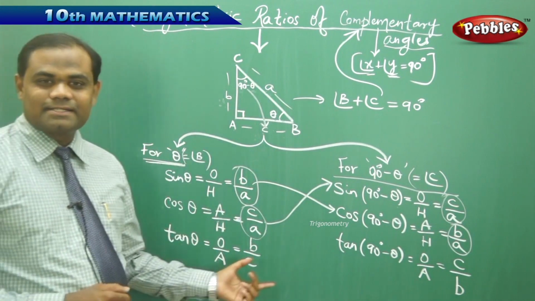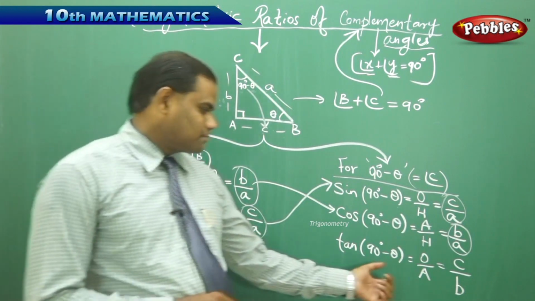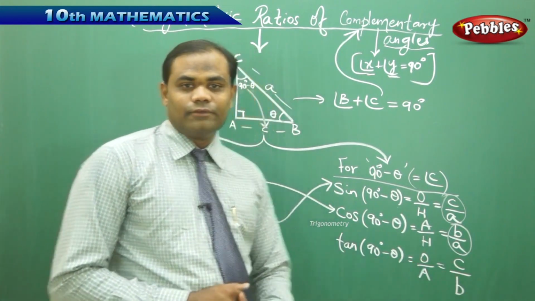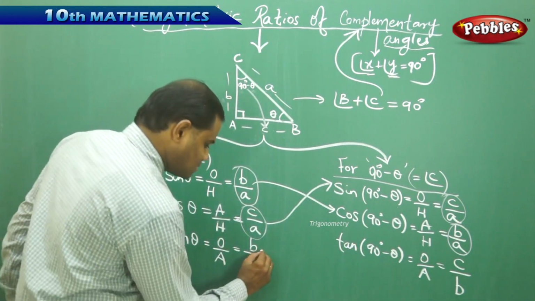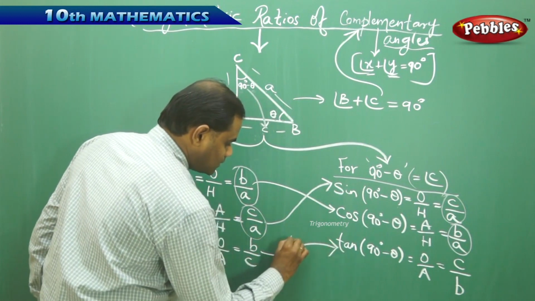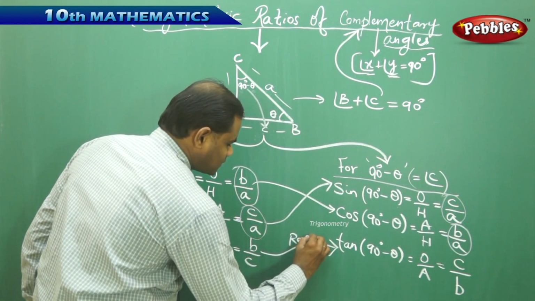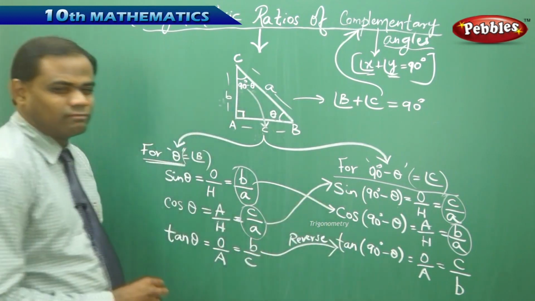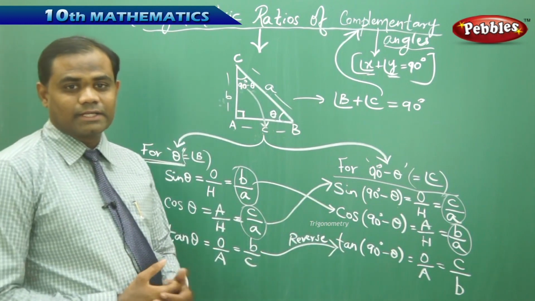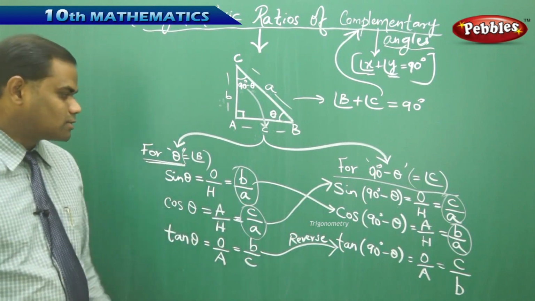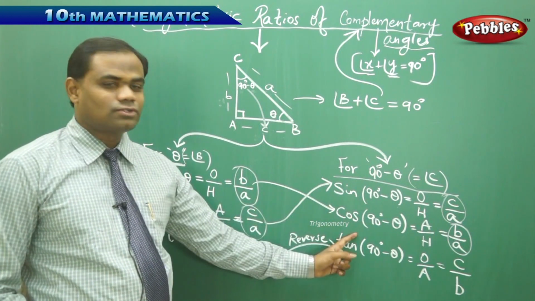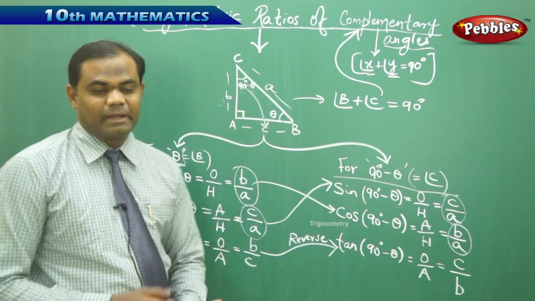Thirdly, I have tan theta is B over C, and tan 90 minus theta is C over B, which makes me understand that this is the reverse of this. That is, each of them is the reverse of the other. So that makes us understand that tan gets converted into cot, or cot into tan. So initially, to start with, let's identify the first two trigonometric ratios with their comparison.